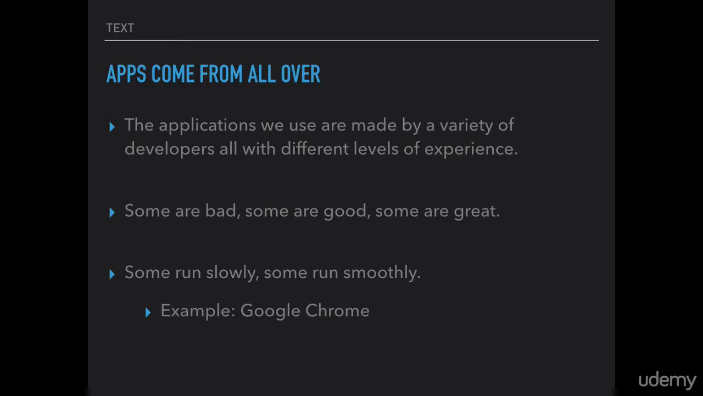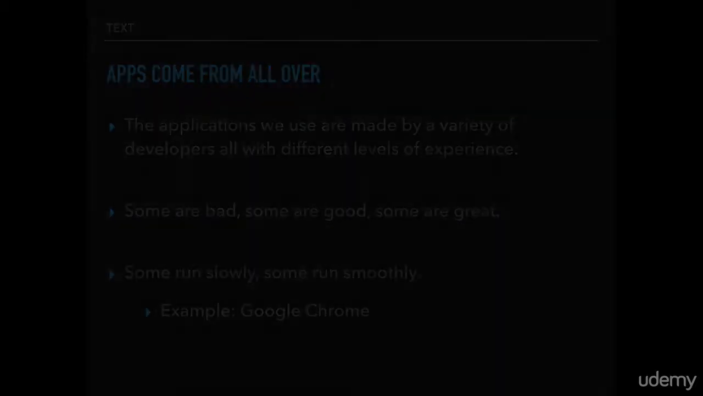A bad example would be Firefox. Firefox has been known to take up a lot of space and also leak memory. It's gotten better since Firefox 2.0, but still, some are good, some are great, and some are just plain bad. I'm going to show you how to use a tool in Windows to figure out if your applications are running smoothly or if you maybe should find a better alternative.